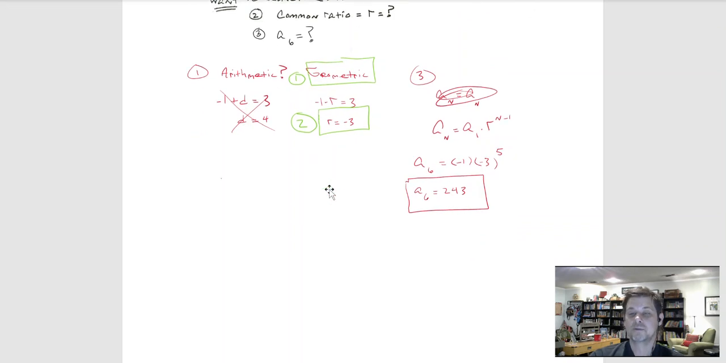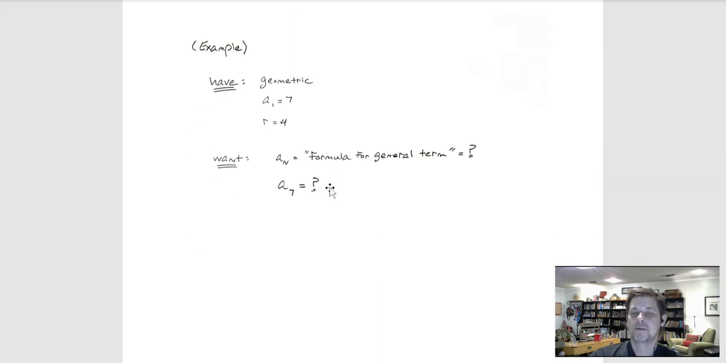All right, so one down. Let's look at a few more. Here's a have versus a want question. Let's see this. So suppose we have a geometric sequence. First term is 7 and r is 4. Can you find a formula for the general term? Okay. And then can you find the seventh term? That seems a little bit like the last one, but let's see.